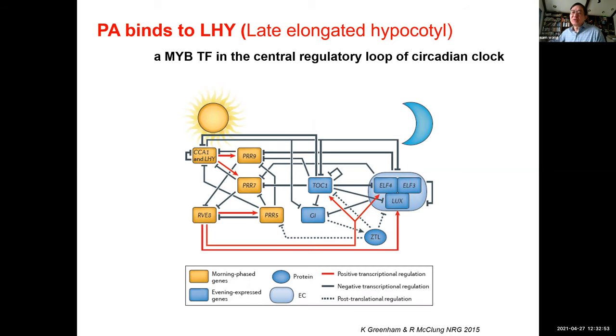And lots of proteins identified, one is actually quite an interesting protein. I want to spend more time talking about this one. That is the late elongated hypocotyl protein, the LHY. For those of you familiar with the molecular clock, LHY and CCA1 are two homologous proteins. They are key regulators. Those are two MYB transcription factors in the central loop of the regulation of the circadian clock. And so the circadian clock, as we know it, is a bunch of transcription factors that go in feed forward, feed backwards, and this kind of interlocked loop regulates the evening and morning responses in plants.